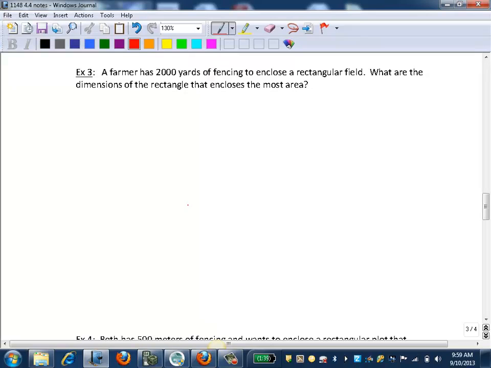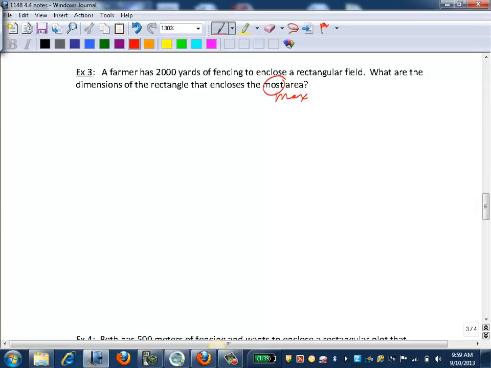A farmer has 2,000 yards of fencing to enclose a rectangular field. What are the dimensions of the rectangle that encloses the most area? So what should jump out at us here is "most." Most sounds like max, maximum.